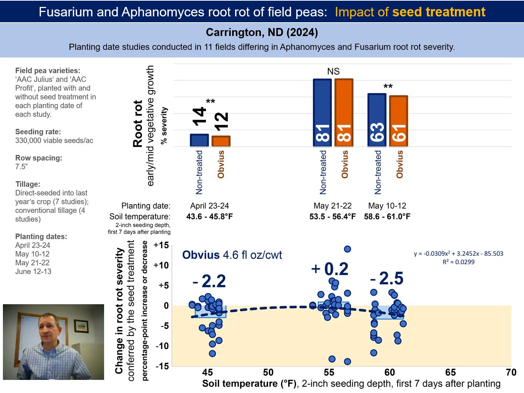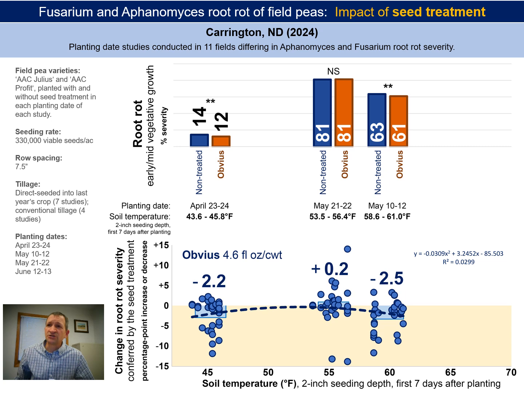We followed this up with testing conducted in 2023 and 2024 in Carrington. We did this testing across 11 fields in Carrington, differing in Aphanomyces and Fusarium root rot pressure from very low levels of pressure to extreme levels of pressure. Essentially, 8 of the 11 fields had high to very high Aphanomyces and Fusarium pressure. One field had what I consider moderate levels of pressure, and 2 fields had relatively low levels of Aphanomyces and Fusarium pressure.